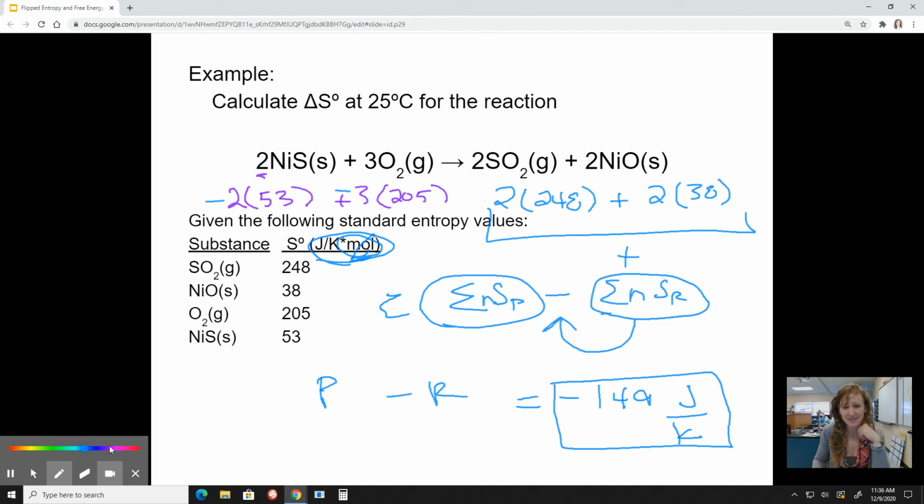Again, hopefully you're familiar with Hess's law, and this is kind of an easy transition to just discover that Hess's law applies for entropy as well as enthalpy.